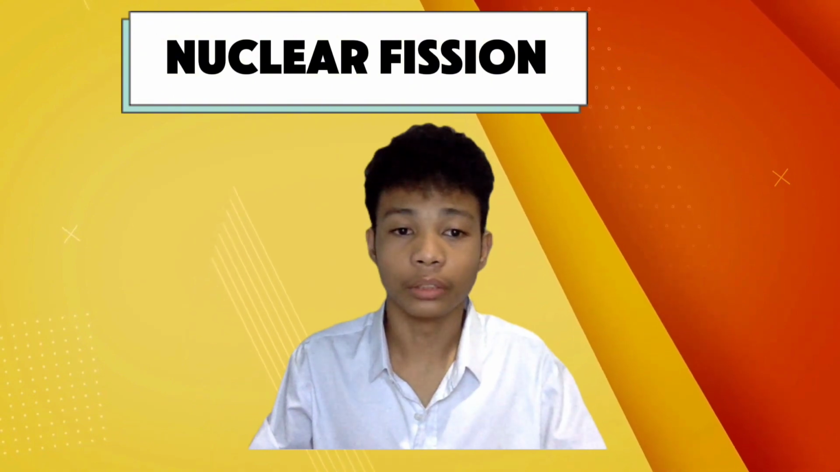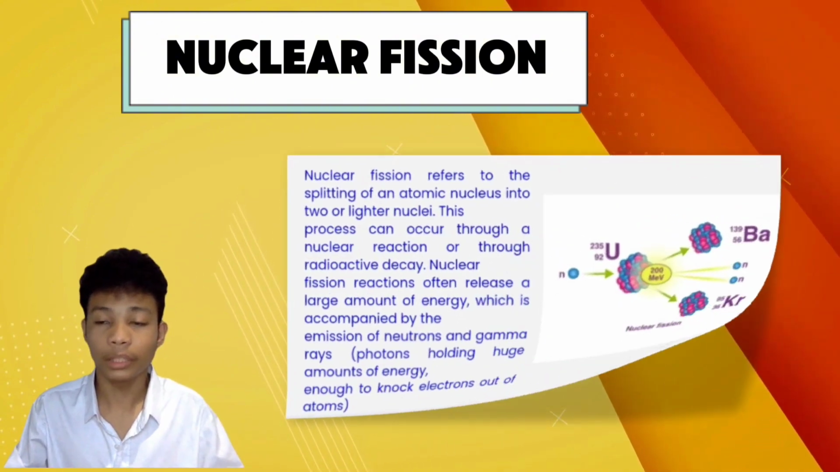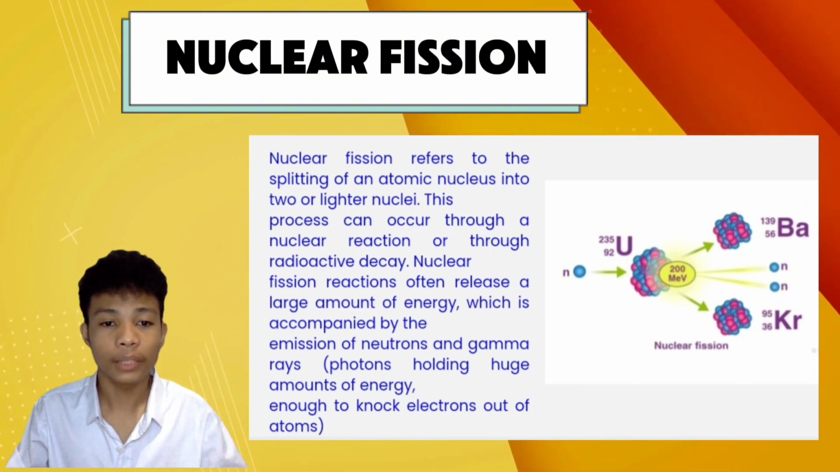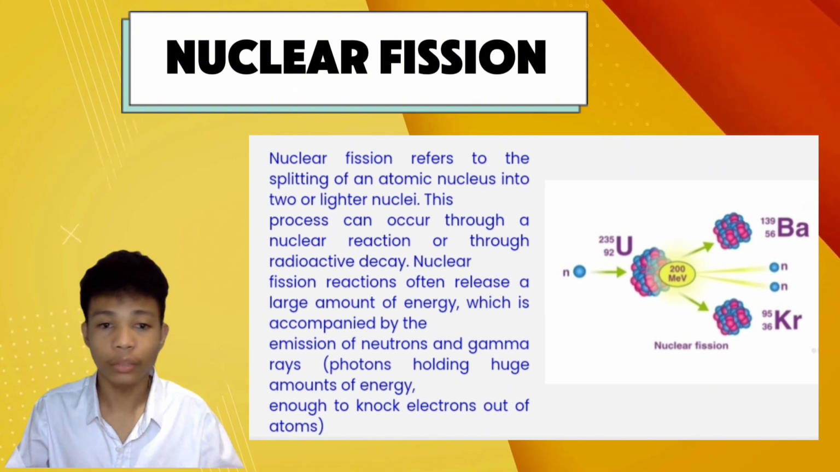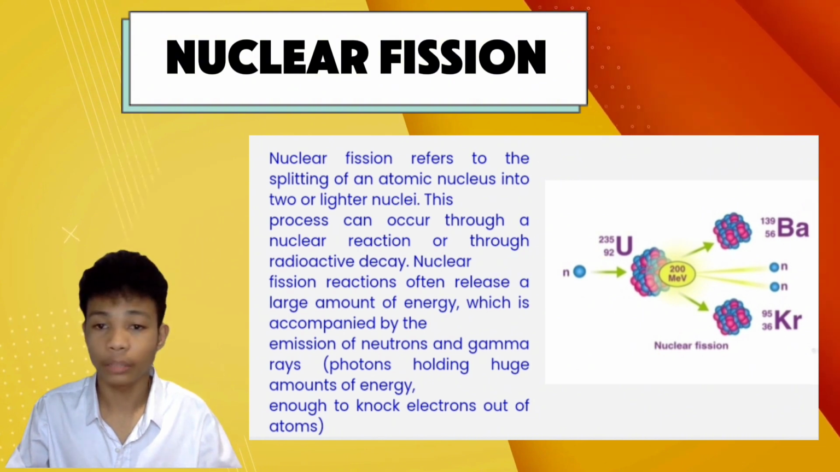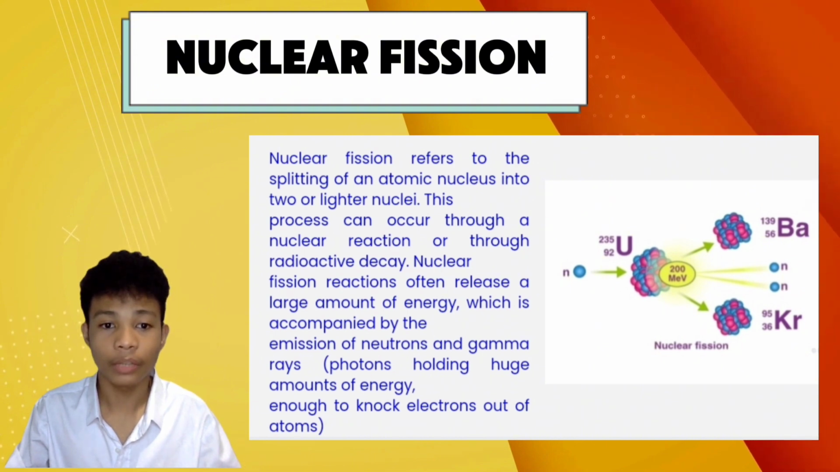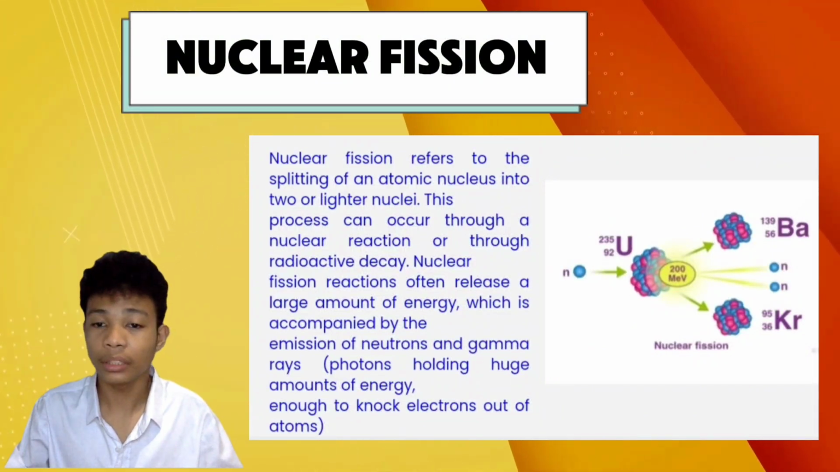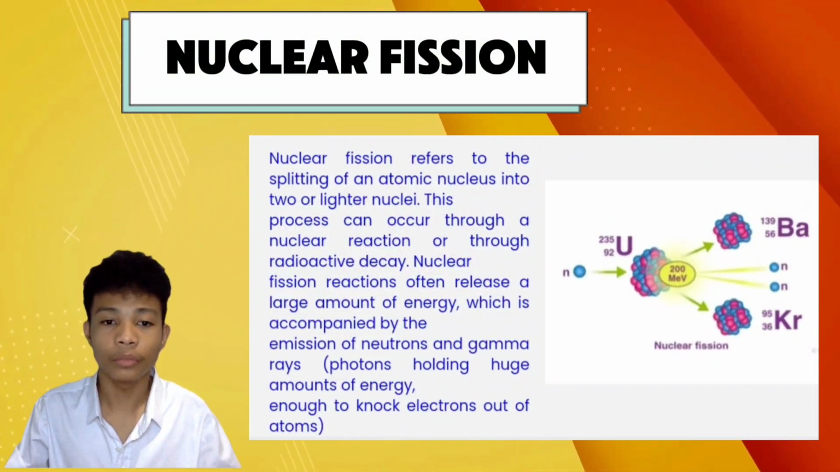Nuclear fission. Nuclear fission refers to the splitting of an atomic nucleus into two or more lighter nuclei. This process can occur through a nuclear reaction or through radioactive decay. Nuclear fission reactions often release a large amount of energy, which is accompanied by the emission of neutrons and gamma rays.